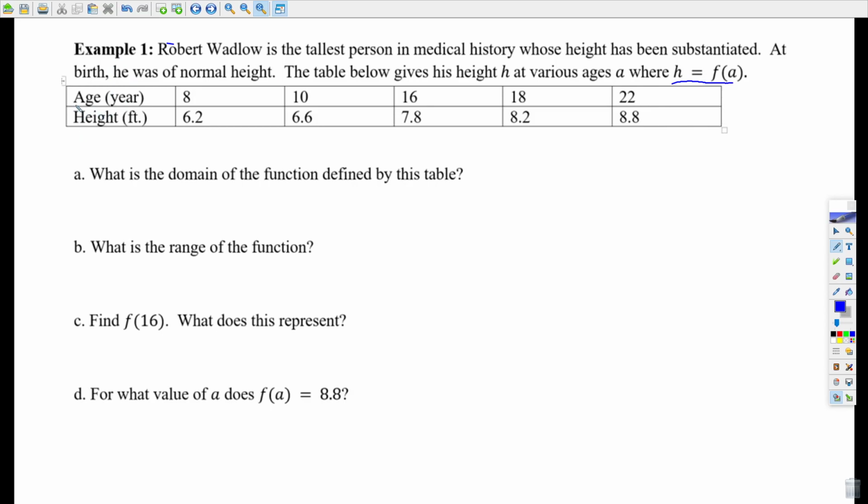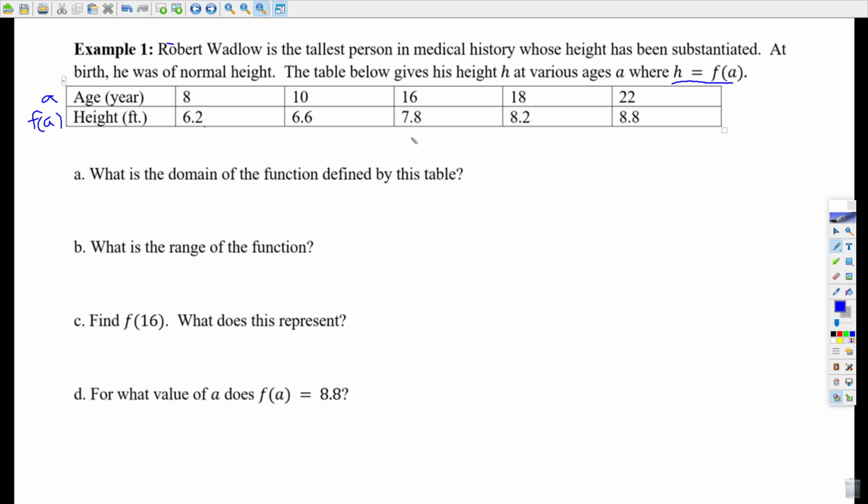So we look here. Age is here, from 8, 10, up to 22 years old. I'm just going to label this row as a. And then his height was f of a. I'm just going to put f of a because we're going to use this notation, the function notation. As you can see, this is in feet. So he was 6 feet by the time he was 8 years old. And then all the way up to 22 years old, he was almost 9 feet tall. So he was pretty tall.